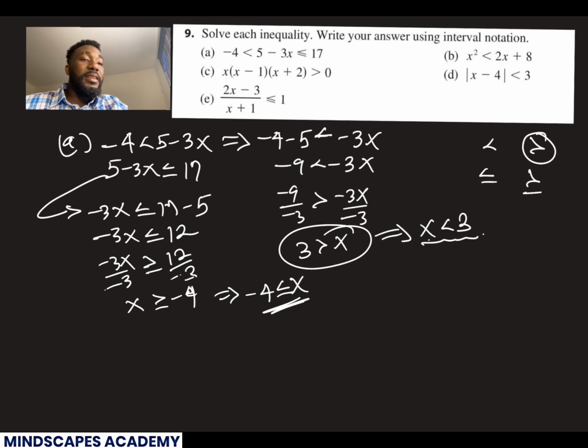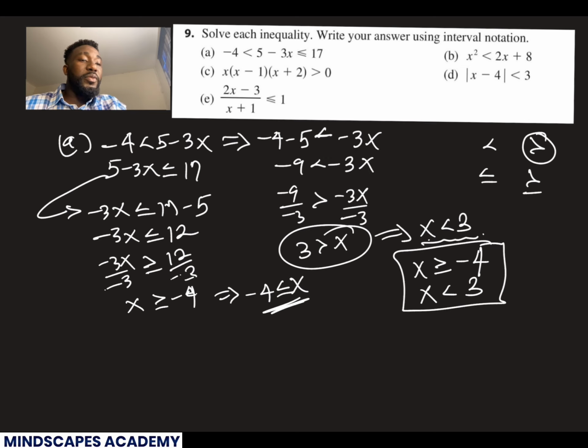That is, x can be greater than or equal to negative 4. That is negative 4 and above. But x needs to be less than 3. So now we need to write this in interval notation. So for the inequality to stand, these two solutions must be obeyed.